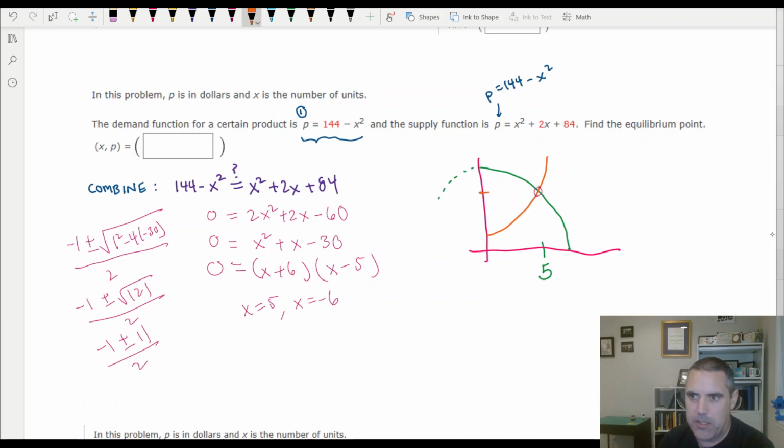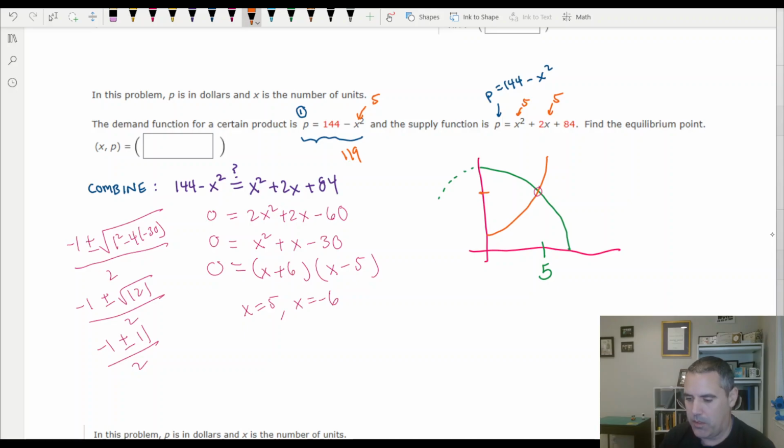If you want the P, you plug it into either one. In fact, it's much better to plug it into both of them because your goal was to make the X's and P's equal. So if you don't get the same thing from both, you know there's something wrong. So first one gives me 119. Now let's do the second one. And as you can see, it doesn't take very long to check your work.